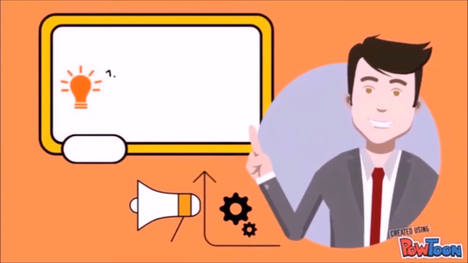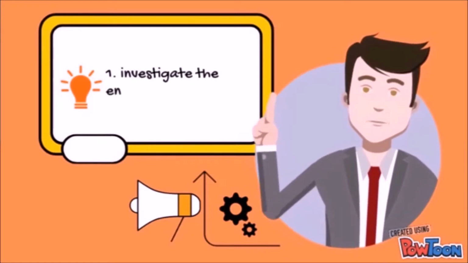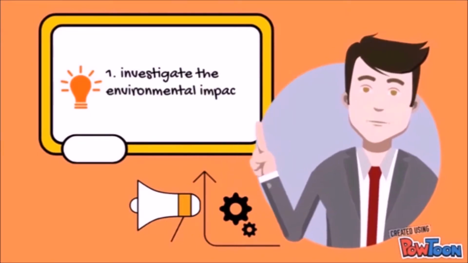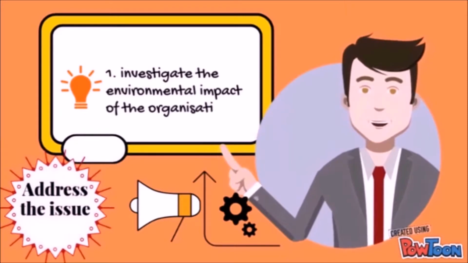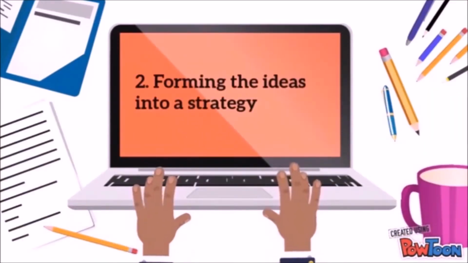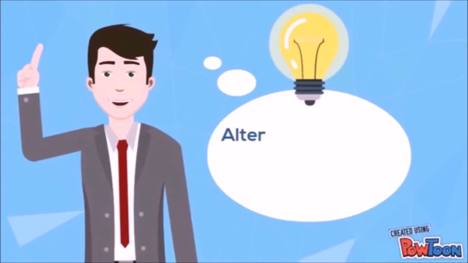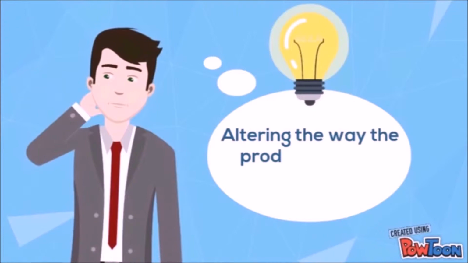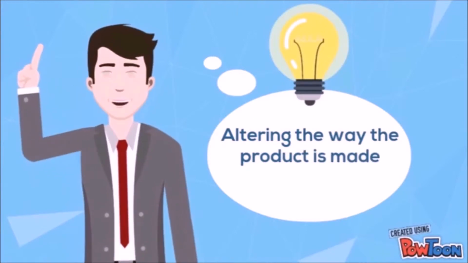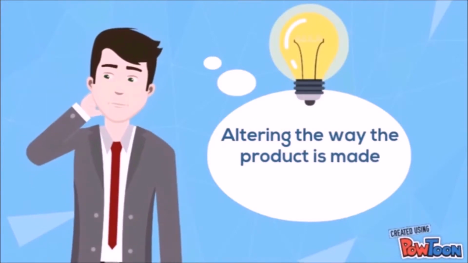Now, let us move to the steps of using environmental cost management. First step is to investigate the environmental impact of the organization. When specific factors have been identified, they can address the issue. Next stage is forming the ideas into a strategy that can be implemented. For example, a strategy that relates to altering the way a product is made. Even though it's just a small difference, it could have a huge effect on the environment.